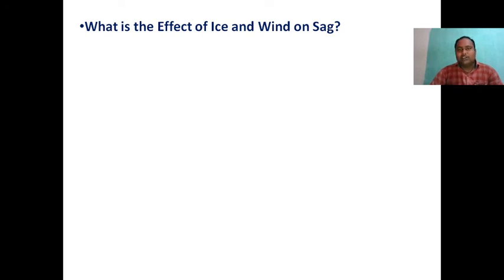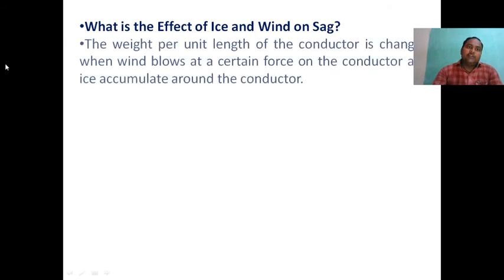More wind pressure causes the weight of the conductor to increase in the horizontal direction. The effect of ice, or snow, causes the weight of the conductor to increase in the vertical direction. The weight per unit length of the conductor is changed when wind blows at a certain force on the conductor and ice accumulates around it.